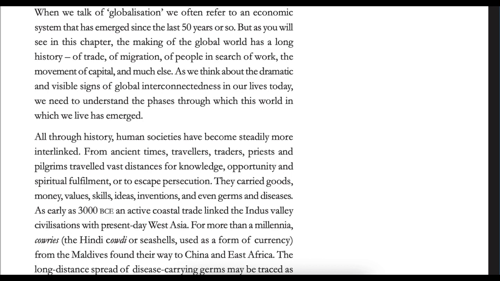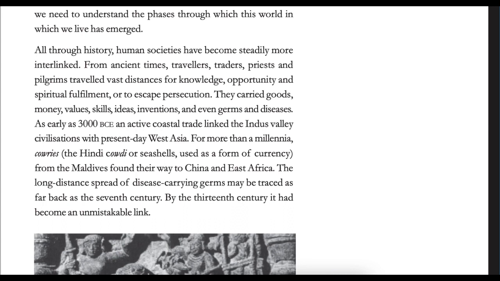As early as 3000 BCE, an active coastal trade linked the Indus Valley civilization with present-day West Asia. For more than a millennium, cowries, the Hindi cowdi or seashells used as a form of currency from the Maldives, found their way to China and East Africa. The long-distance spread of disease-carrying germs may be traced as far back as the 7th century. By the 13th century, it had become an unmistakable link.